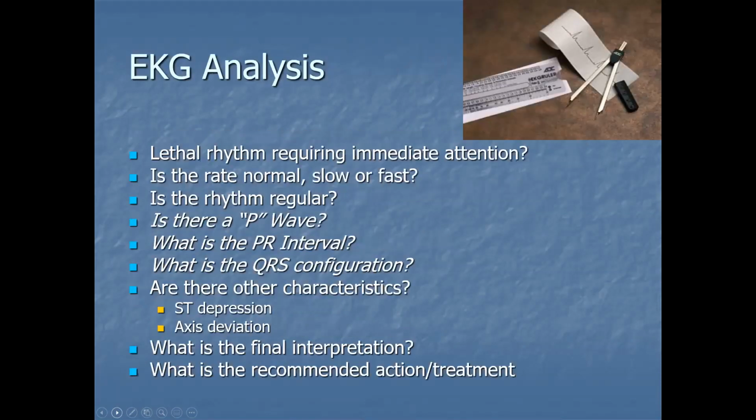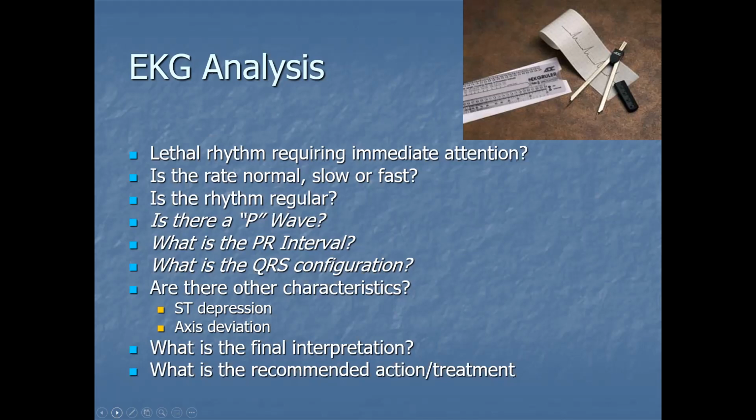The analysis. Most importantly, is the rhythm of a potentially lethal nature? Does it require immediate attention? Typically, sinus tachycardia does not. It's not to be ignored, but it's not generally regarded as a lethal rhythm necessarily warranting immediate attention. Is the rate normal, slow, or fast? Is the rhythm regular? Is there a P wave? And again, there's a limited amount of coverage we can do in 45 or 50 minutes, but we'll talk about one or two dysrhythmias that are marked by the absence of a P wave. Or, if you will, I'm going to call it the misplacement of a P wave in relation to the QRS.